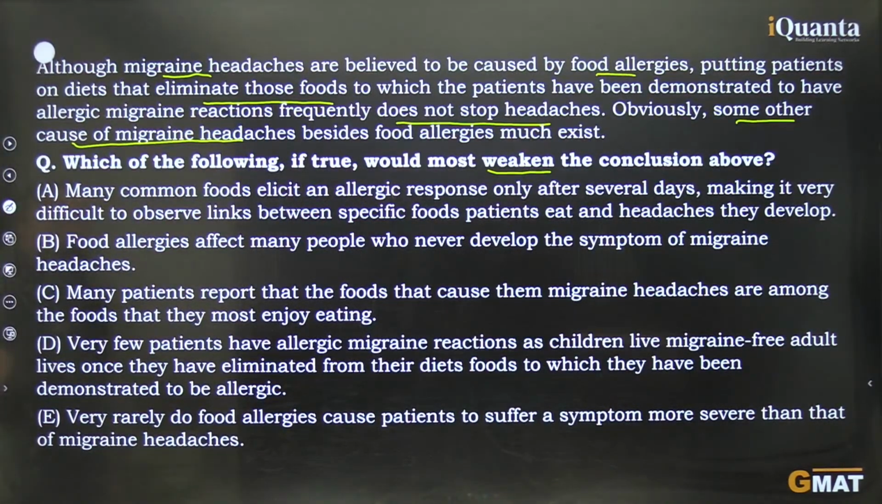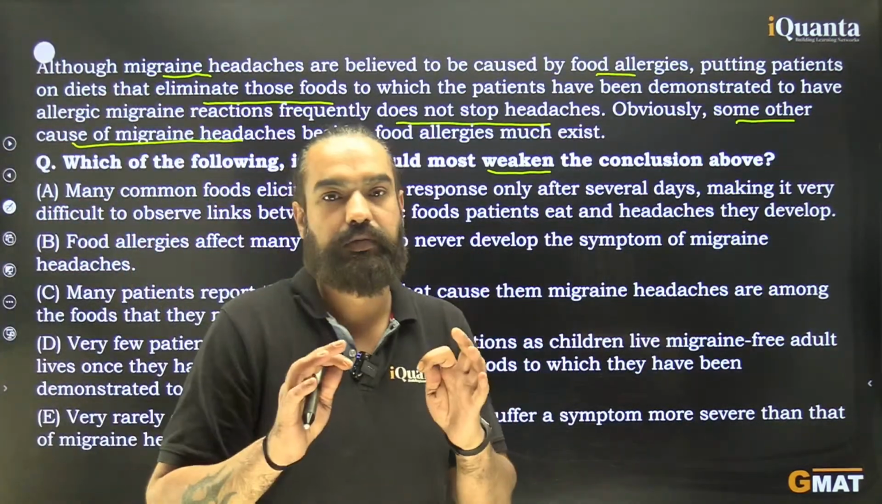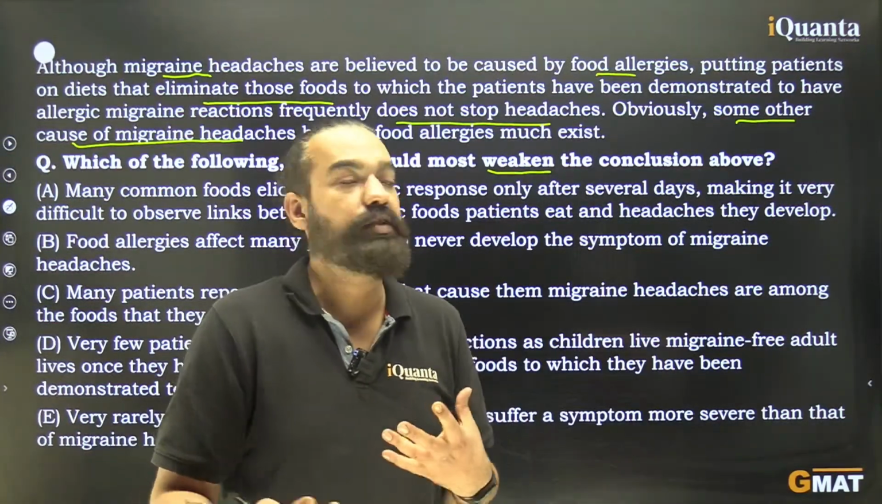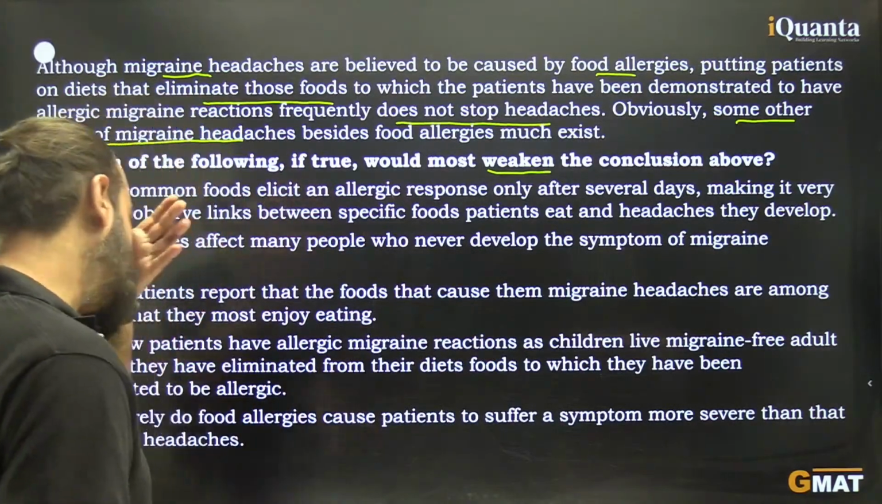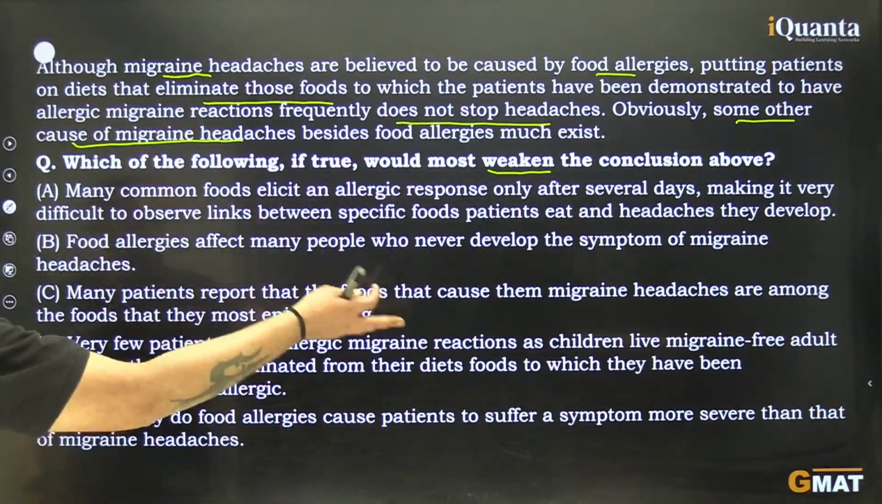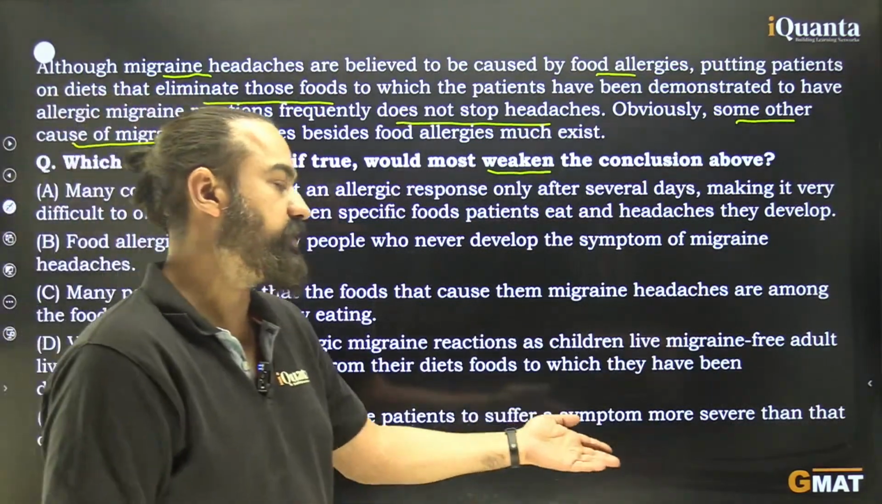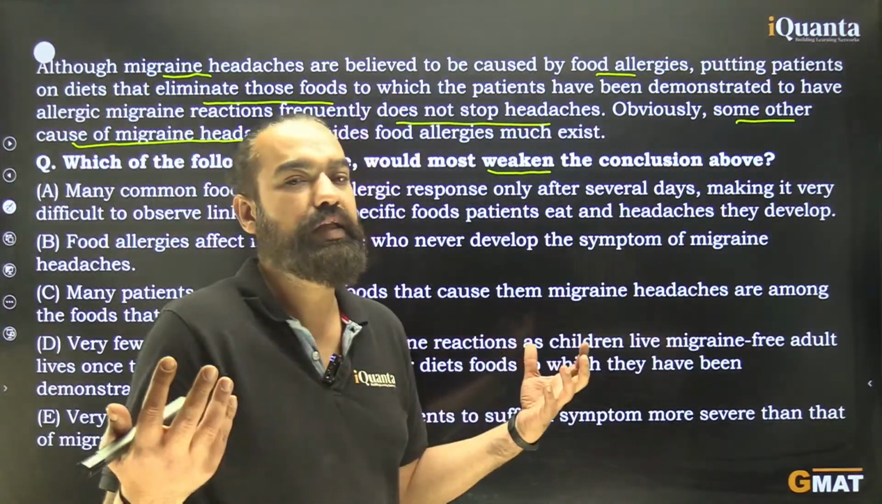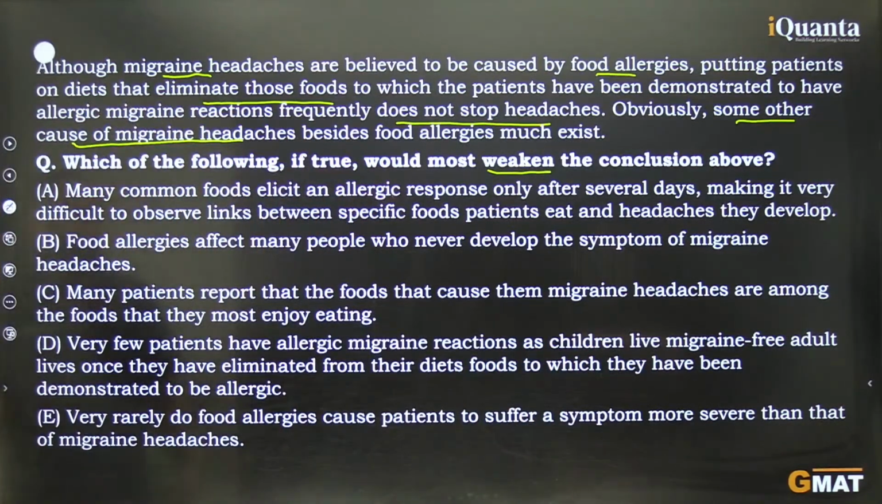E says, very rarely do food allergies cause patients to suffer a symptom more severe than that of migraine attacks. So we are basically saying that migraine attacks are the most severe symptom of a food allergy. But it still does not tell us that food allergy is to blame. It's not weakening the argument, it's simply telling us that food allergies cause the attack. And if these food allergies cause patients to suffer a symptom more severe, then eliminating them should help. Yes? So E does not weaken the argument.